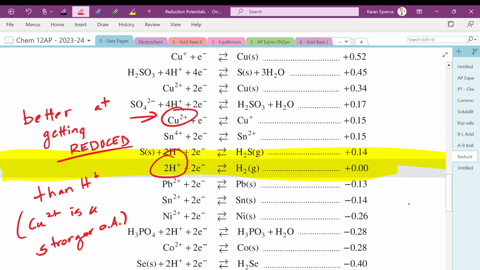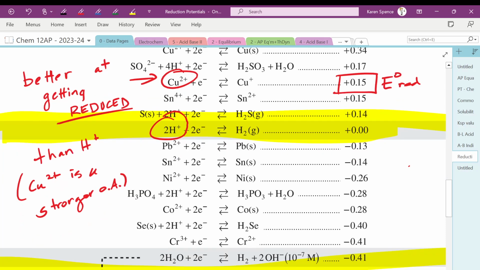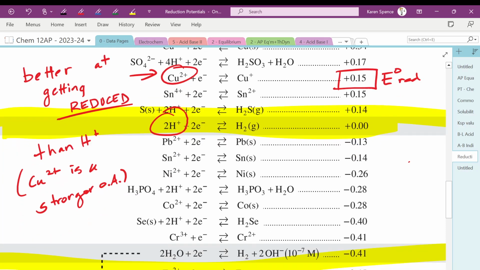And because it is stronger than H2, you'll notice that its E naught reduction is positive. Now let's take a look at nickel 2 plus. Nickel 2 plus is below hydrogen, therefore is it better or worse at getting reduced than hydrogen? It's worse at getting reduced. It is a what kind of oxidizing agent? Weaker oxidizing agent, and therefore it has an E naught reduction equal to negative 0.26.